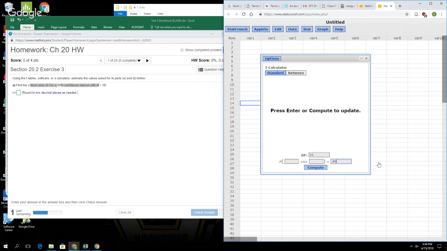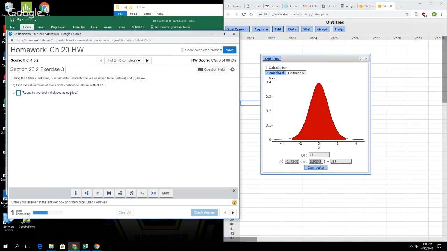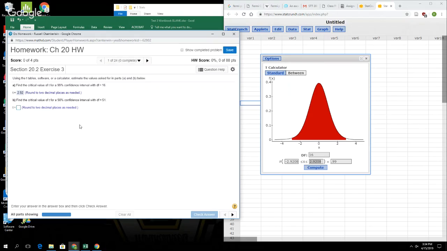0.99, right? That's the proportion between these two values we want to see. So the area under this curve represents 99% of all of the area of a t distribution with 16 degrees of freedom. And here's our critical value. I'm going to type in here with 2 decimal places, 2.92. Thank you, Pearson.